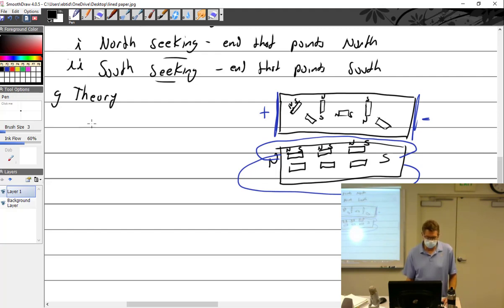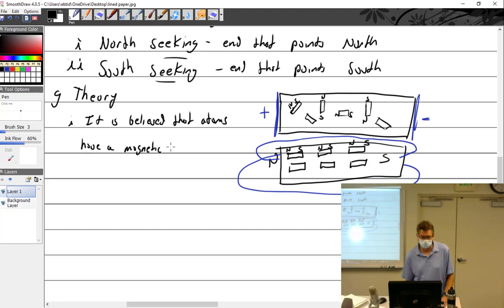So let's see. Here we have, this is kind of long. It is believed that atoms have a magnetic field. Atoms have a magnetic field. When electrons orbit randomly, the field cancels each other out.